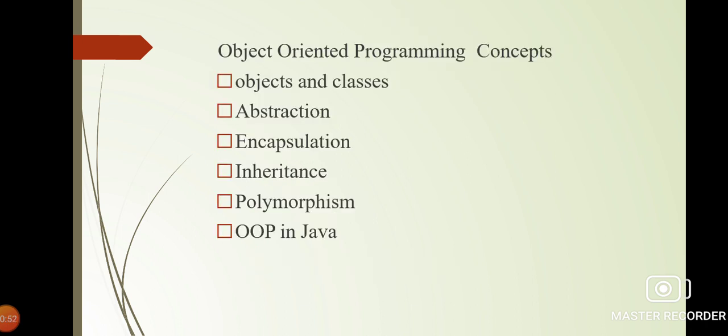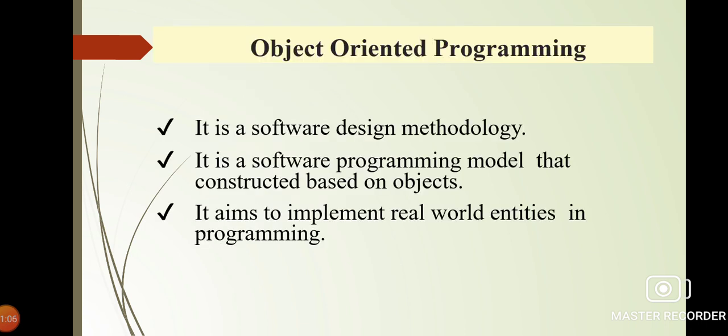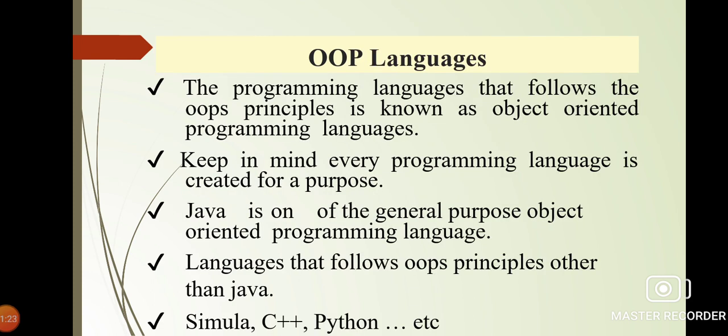Object oriented programming concepts. There are many object oriented programming concepts here: objects and classes, abstraction, encapsulation, inheritance, polymorphism, and OOPS in Java. Object oriented programming is a software design methodology. It is a software programming model constructed based on objects. It aims to implement real world entities in programming languages. An OOPS language is an object oriented programming language. The programming languages that follow the OOPS principles are known as object oriented programming languages.